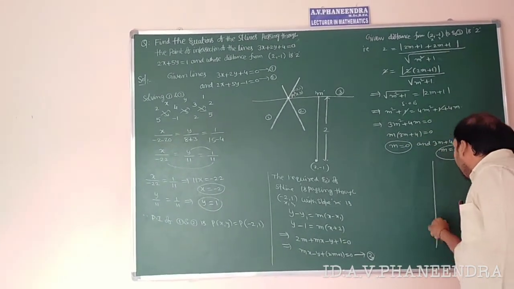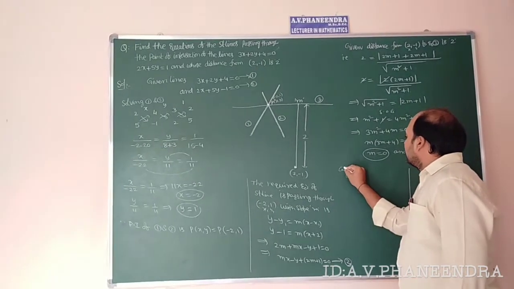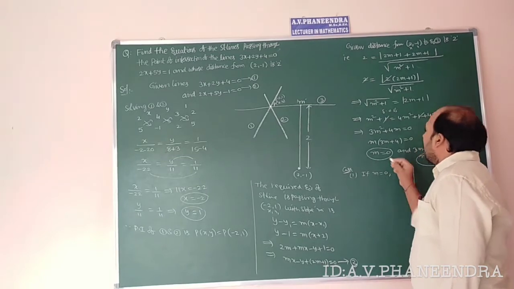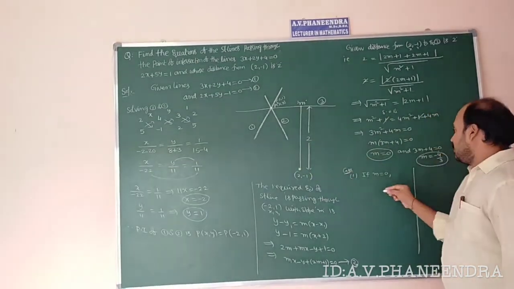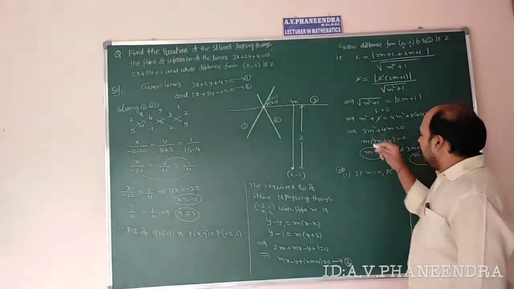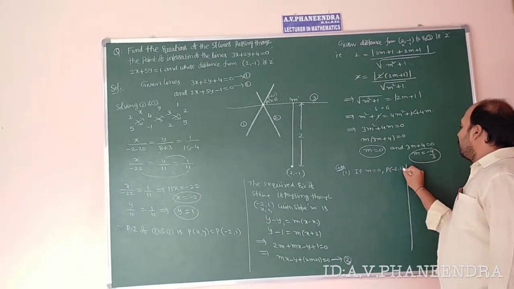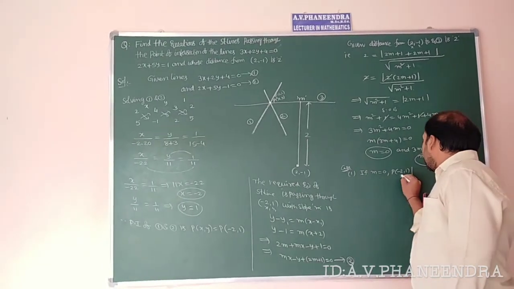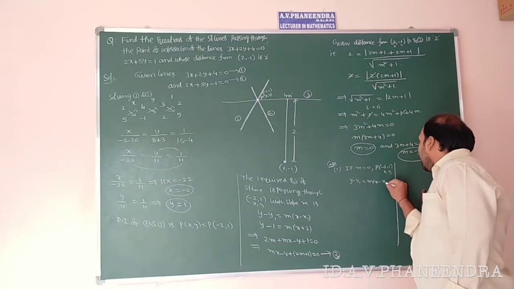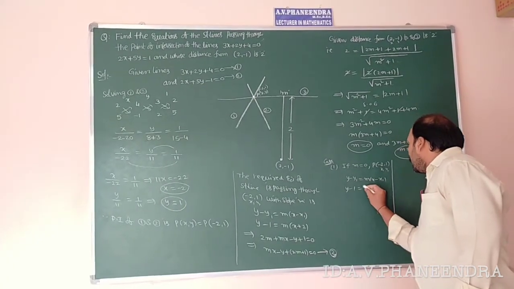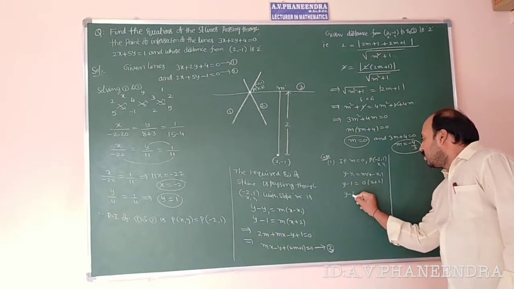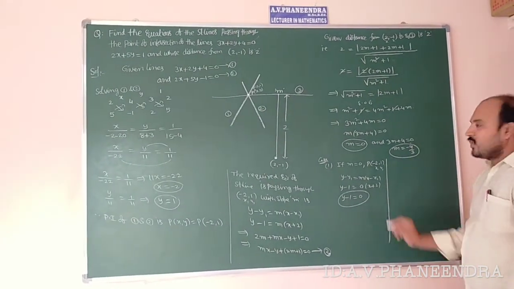Here two cases are there. First case, if m is equal to 0 and the point is minus 2 comma 1. They are asking to calculate the equation. So the point minus 2 comma 1 is x1, y1. Y minus y1 equal to m into x minus x1. So y minus 1 equal to 0 into x minus of minus 2. 0 times anything is 0. So y minus 1 equal to 0. Come to the second case.